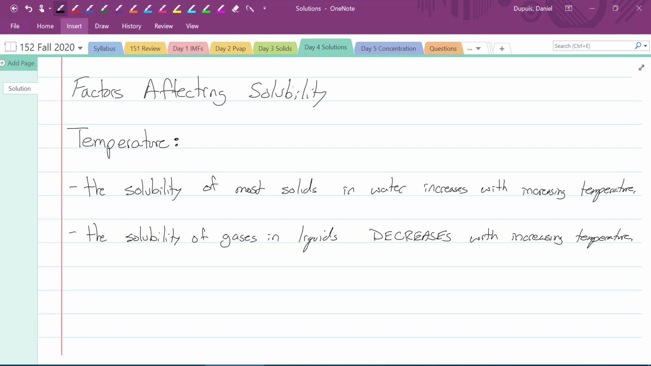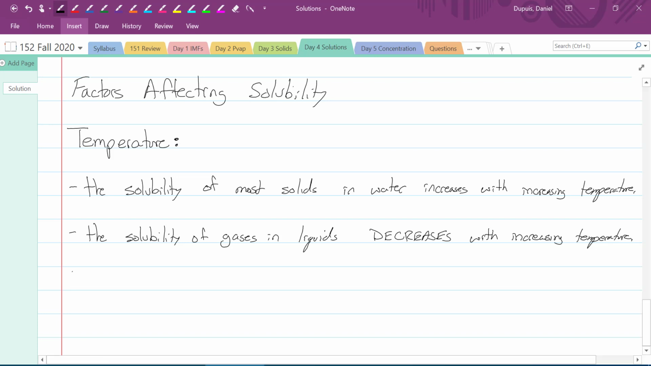But if you have a soda in the car, the sunlight can warm up that soft drink so much that it can explode. All the carbon dioxide comes out of solution and causes the container to fail. So the solubility of gases in liquids decreases with increasing temperature. The hotter the liquid, the less dissolved gas.